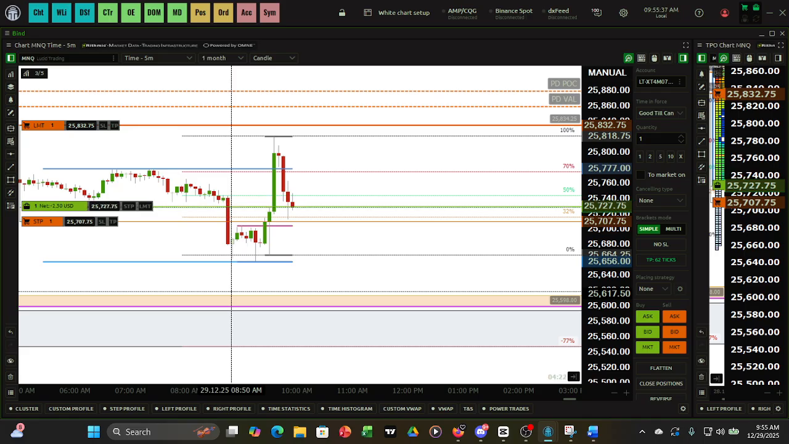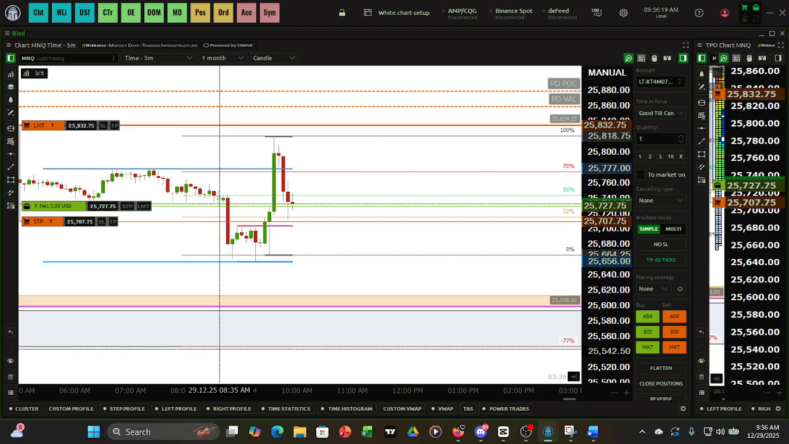So I'd like to see some candles start to push up a little bit, make some longer bottom wicks here. Let's see what the volume is doing here.